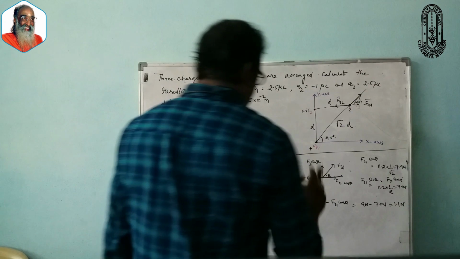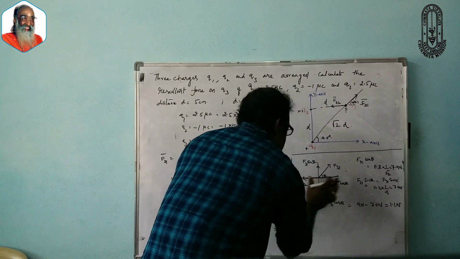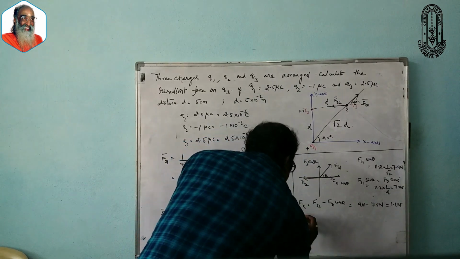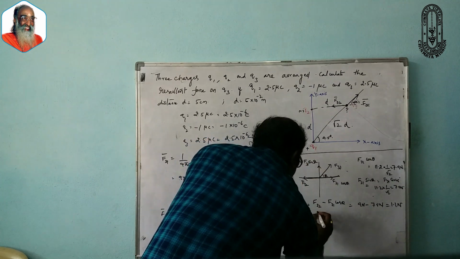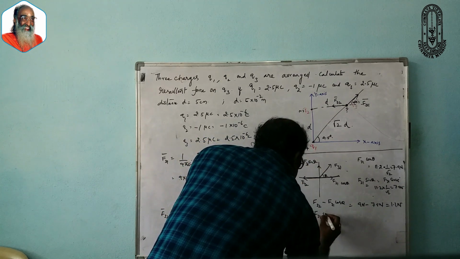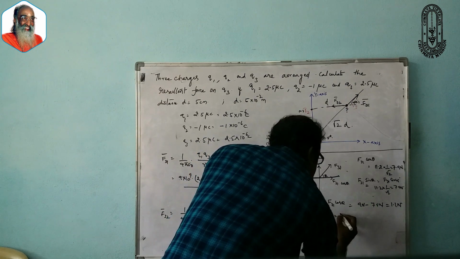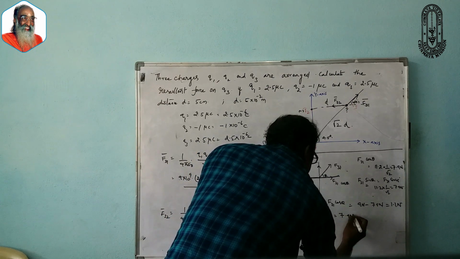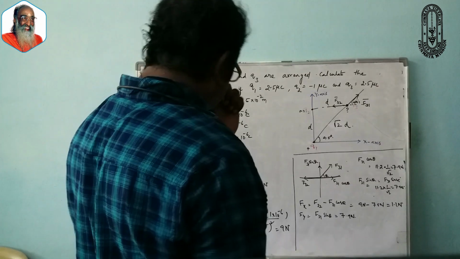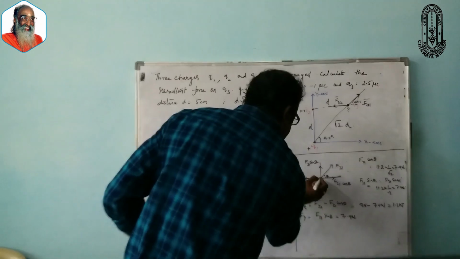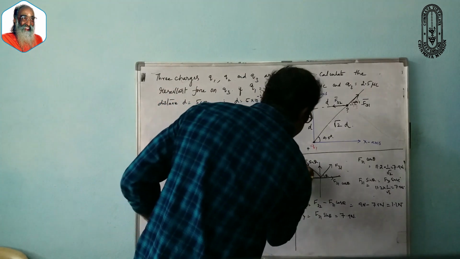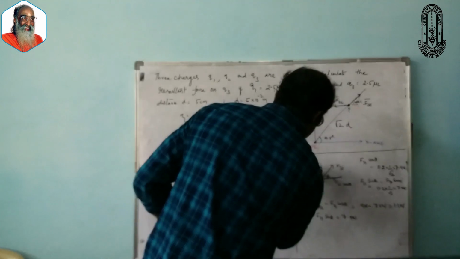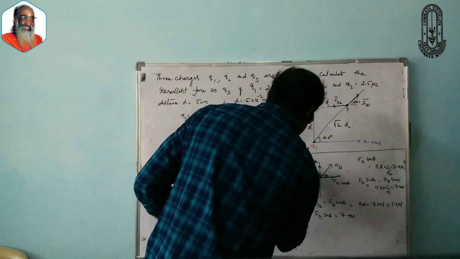Now this is the resultant of these two, and now going to Fy. There is only one here, that is F31 sin theta. So that is 7.9 Newton. So now we are having Fx and Fy. Certainly the resultant will be like this. This is your resultant. So this is your F or F net.